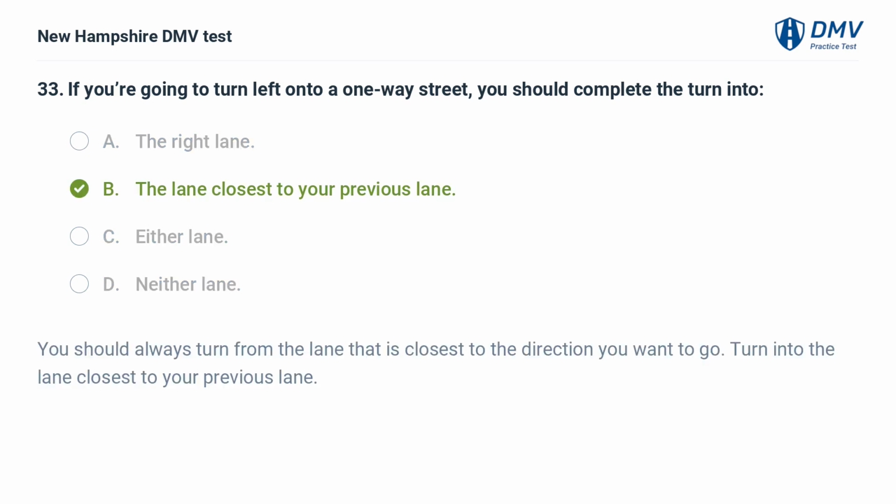B. The lane closest to your previous lane. You should always turn from the lane that is closest to the direction you want to go. Turn into the lane closest to your previous lane.